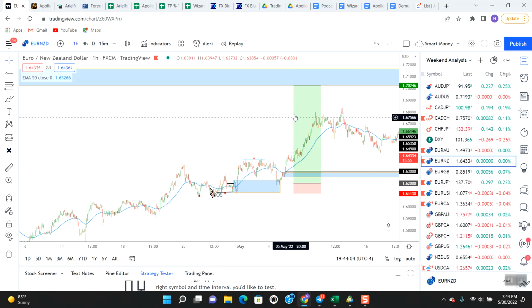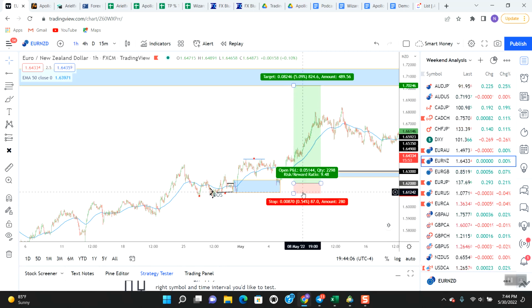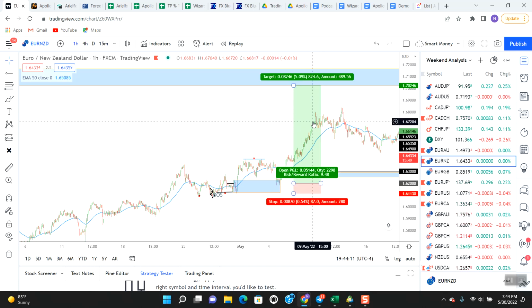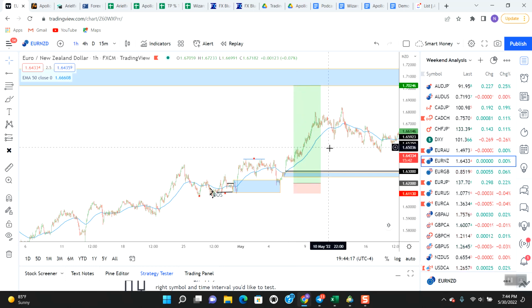Now, many people would say, well, it's 87 pips. That's huge. I don't care. The risk to reward is there. It's a 1 to 9.5, meaning if I lose 1%, I win 9.5%. That's a pretty darn good risk to reward for me.